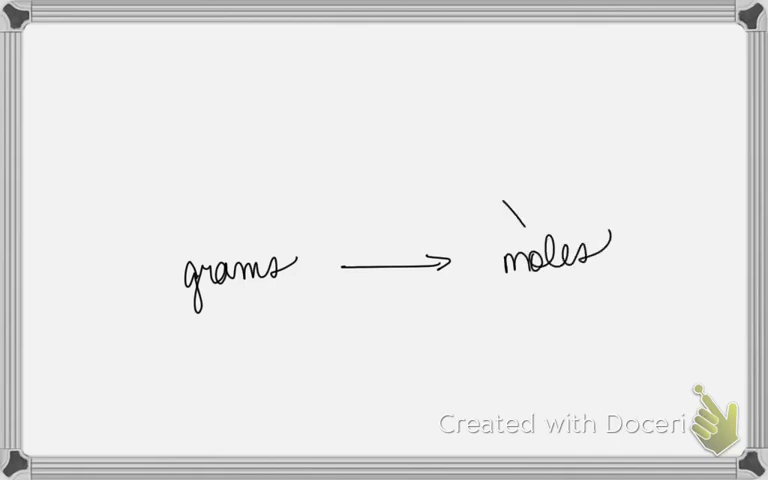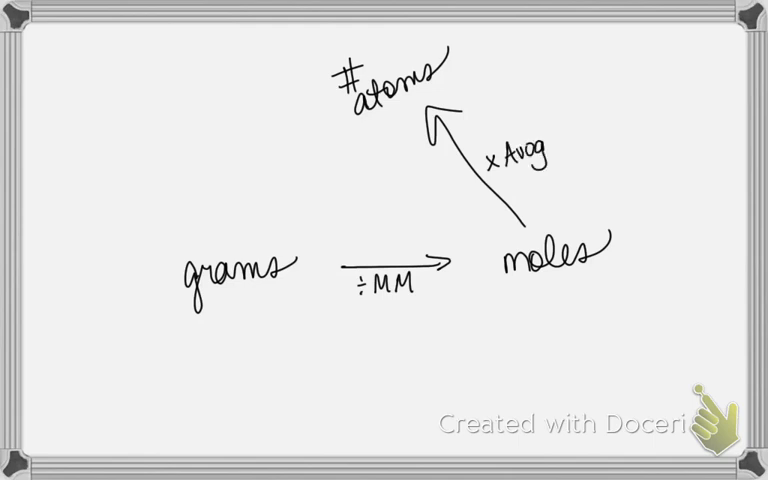Okay, we can convert from grams to moles to a number of atoms. To convert from grams to moles, you would have to divide by the molar mass. To convert from moles to number of atoms, you would have to multiply by Avogadro's number, which is 6.02 times 10 to the 23rd. Okay? And of course, that's going the way that I have the arrows drawn.